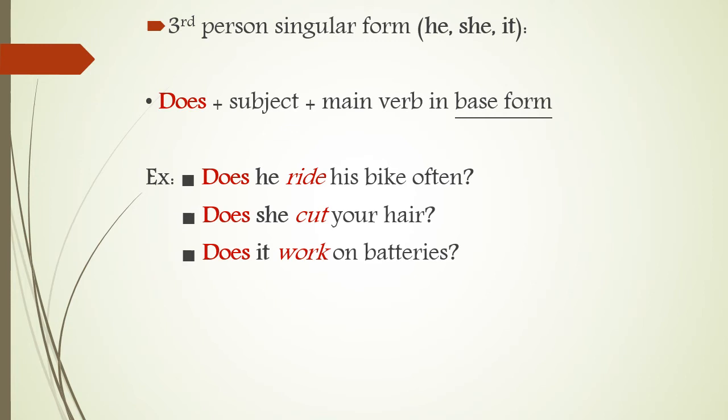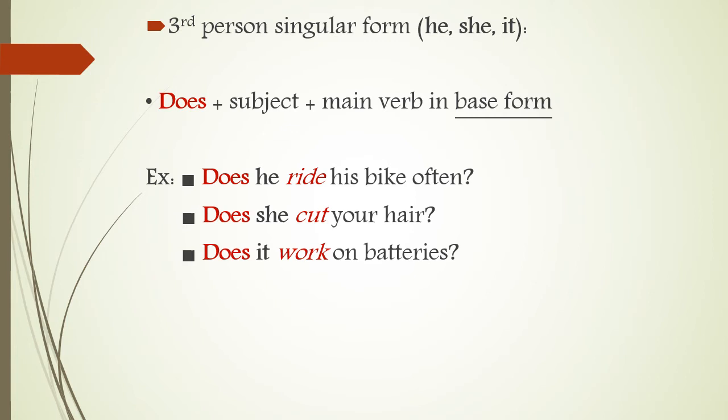Example, does he ride his bike often? So he is a singular pronoun, which is the subject. So I start the interrogative form of the sentence with the auxiliary verb does. And ride, which is the verb, stays as it is in its base form. Another example, does she cut your hair? And does it work on batteries?